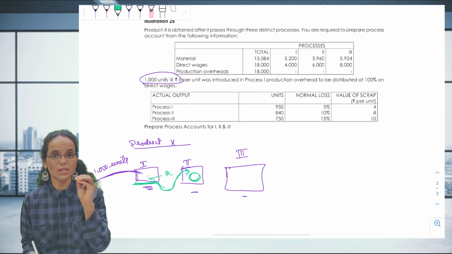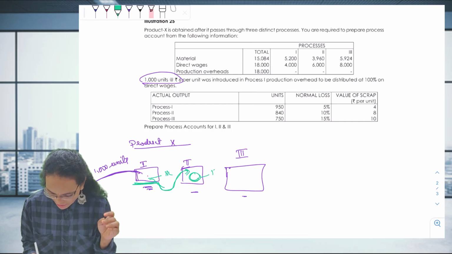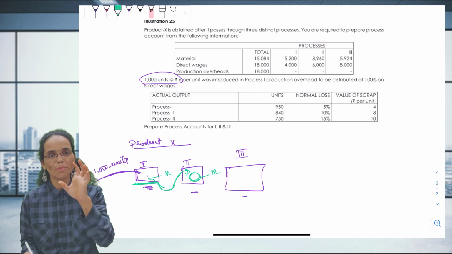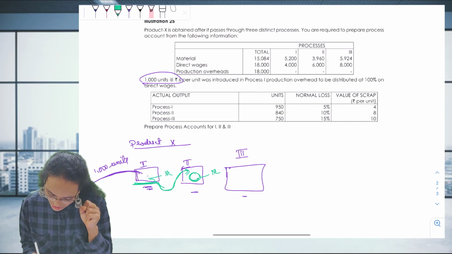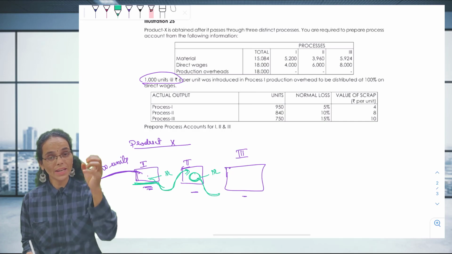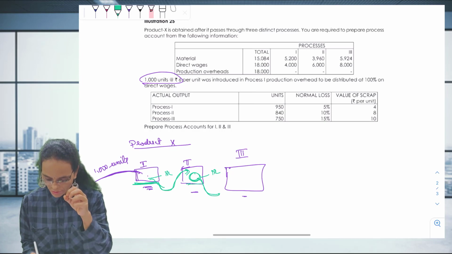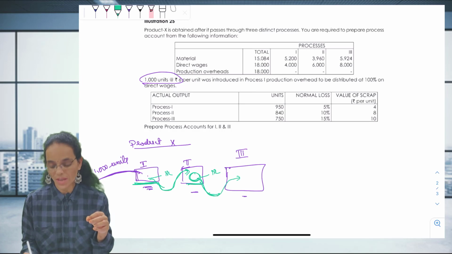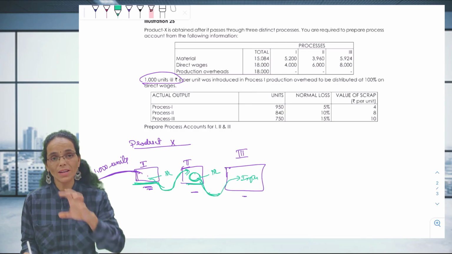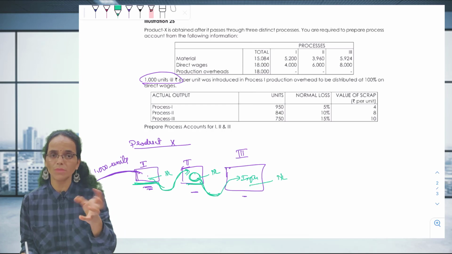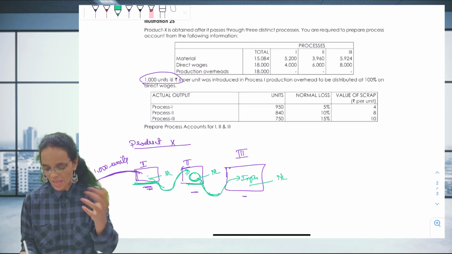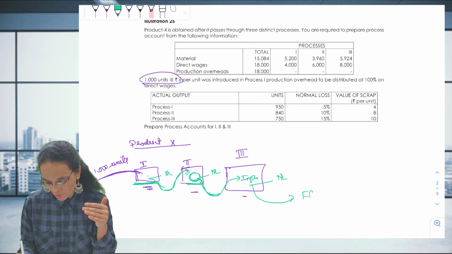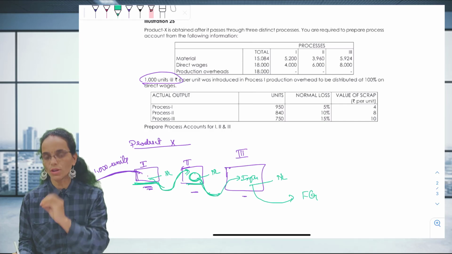Again, processing takes place under this. Then there is some normal loss, abnormal loss, normal gain, abnormal gain. Everything will be there, depending upon the situation. After that, some output will be taken out from process 2. This output of process 2 will become the input of process 3. Once it is done, again there will be a normal loss, sometimes abnormal loss, sometimes abnormal gain as well. After that, the output of process 3 will become the finished product. This is called the process costing concept.